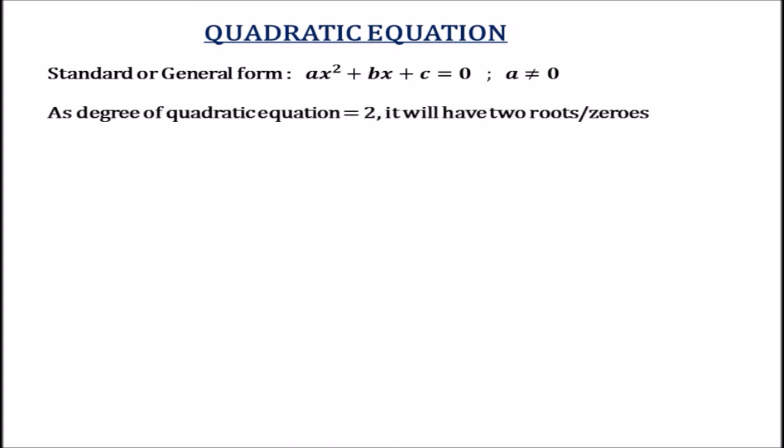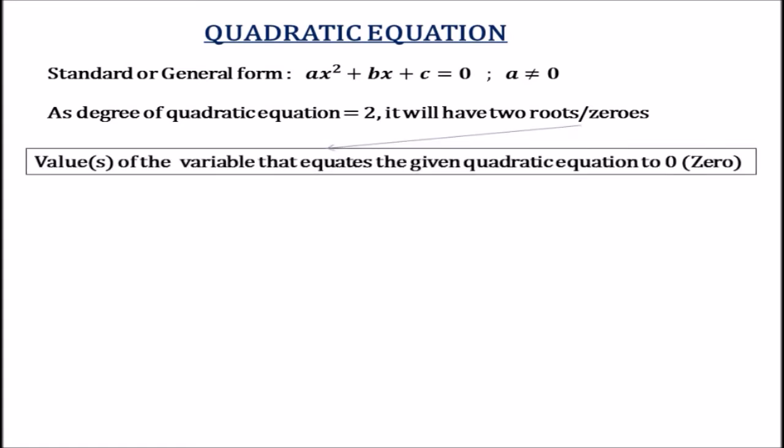Now, since the degree of a quadratic equation is 2, the highest power of the variable is 2, so it suggests that the quadratic equation will have two zeros or roots. Zeros or roots are those values of the variable that equate the given quadratic equation to 0. So the values of x that make the whole quadratic equation equal to 0 are known as the zeros or roots of the quadratic equation.